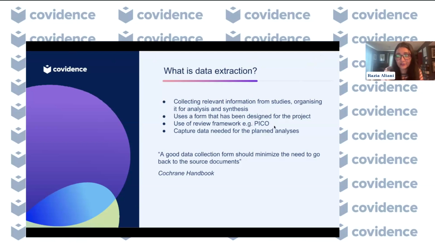The best way to do this is by using a template or a form. And I recommend developing this at an early stage in the review process. Many review teams include the sample data extraction form as part of their protocol. Having the information set out early in the review process will reduce bias. The purpose of the form is basically to collect only the information you need in a standardized way. And a good data extraction form should minimize the need to go back to the source documents, as per the Cochrane Handbook.